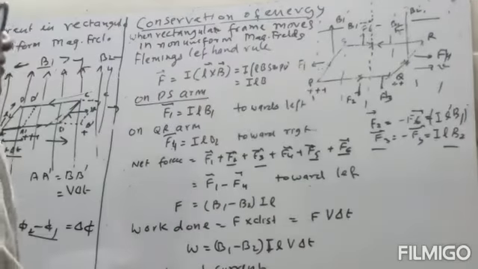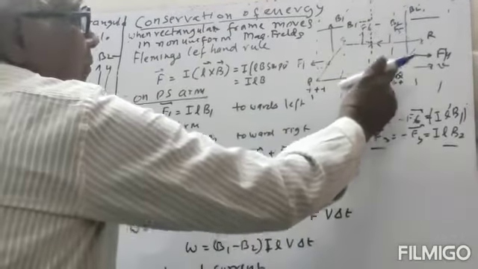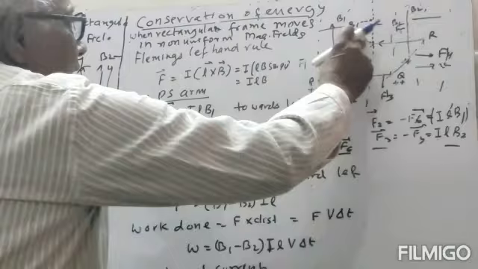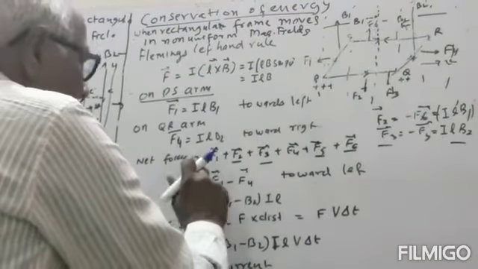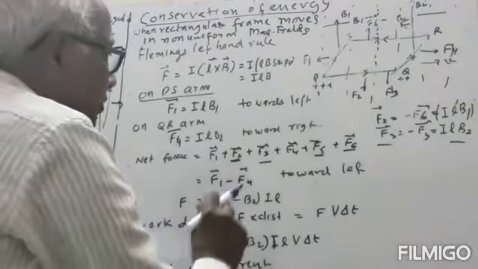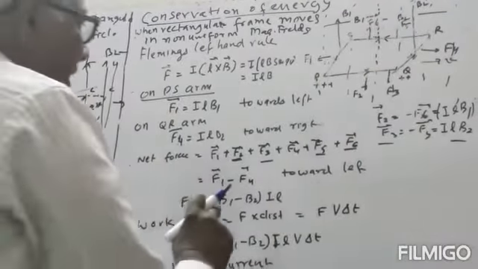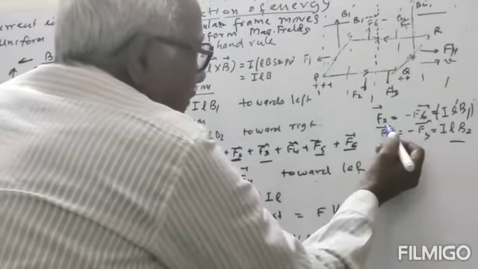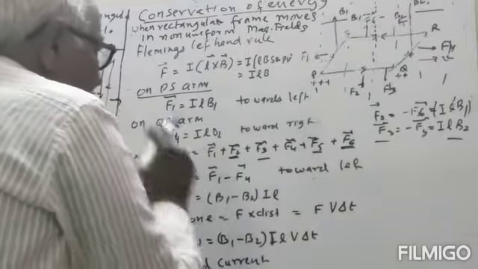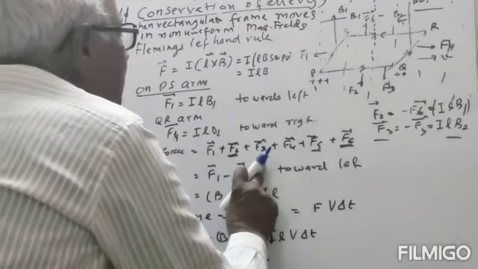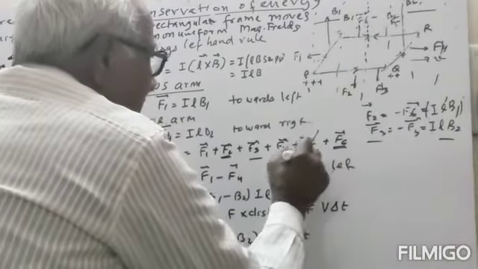So total force on this frame will be equal to F1 plus F2 plus F3 plus F4 plus F5 plus F6. Now F2 is equal to minus F6, and F3 is equal to minus F5. So these cancel.